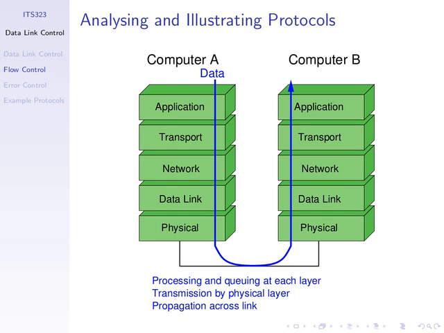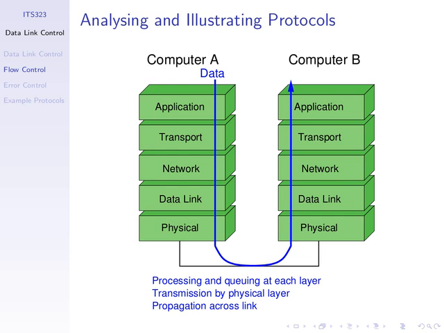Everyone knows the 5-layer stack. Here's an example of what happens. Computer A wants to send data to computer B. Then the user, say at computer A, presses send. It's a photo, some data. The data is processed by each of the protocols at the 5 layers and passed down inside the computer. And eventually the physical layer transmits that as signals across a link, and it's received and processed and passed up until computer B, or the person sitting at computer B, receives the data.